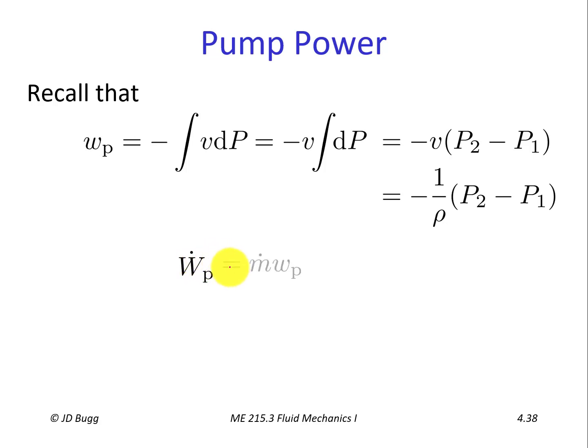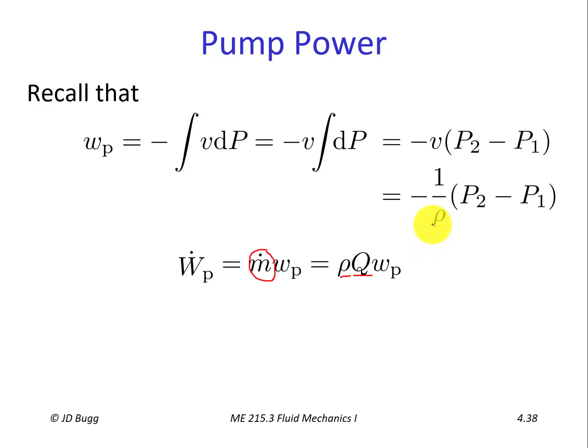Well, W dot is the mass flow rate through the pump times the work per unit mass. So we take this quantity and multiply by mass flow rate, and we're only interested in the magnitude of this, so we're going to drop this negative sign. So we get density times Q times the work per unit mass. So notice I've written mass flow rate as density times volume flow rate.